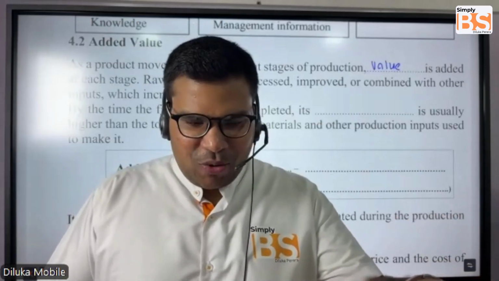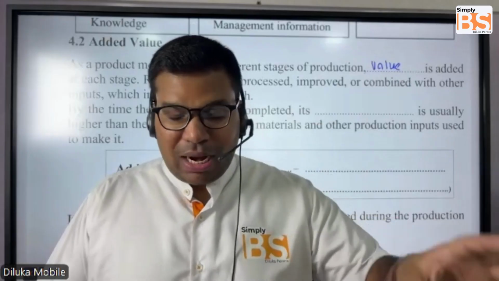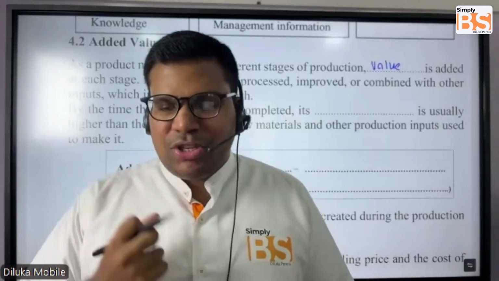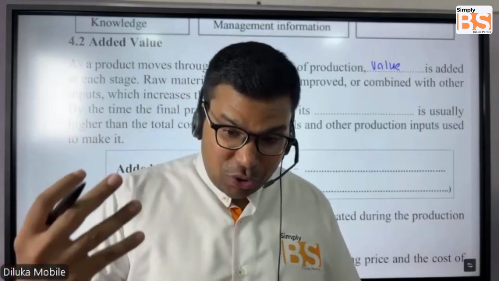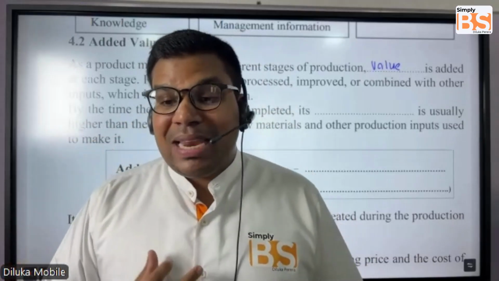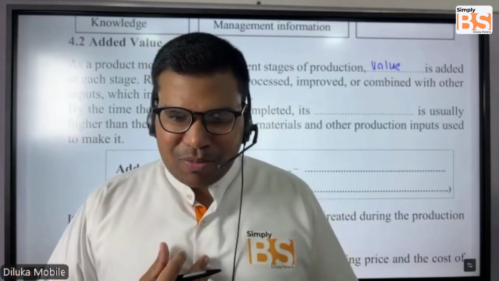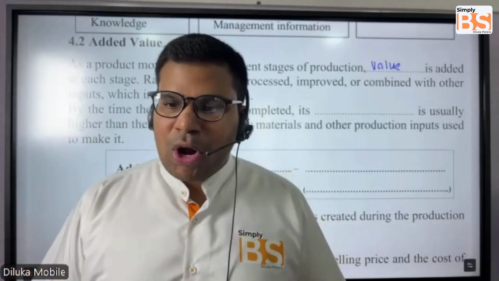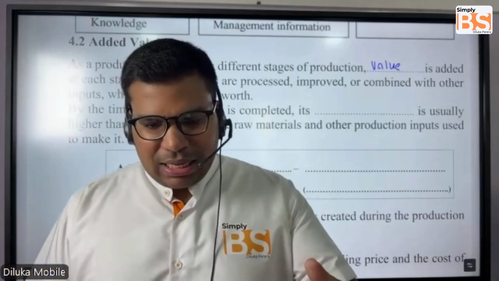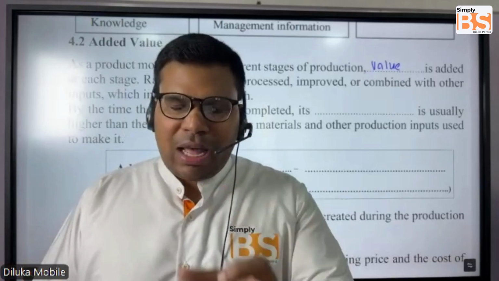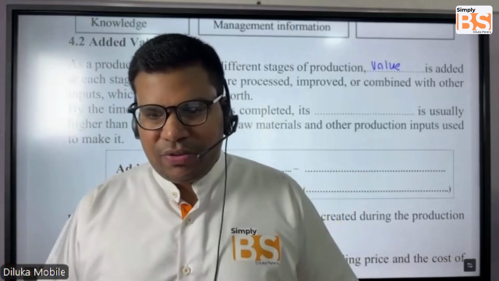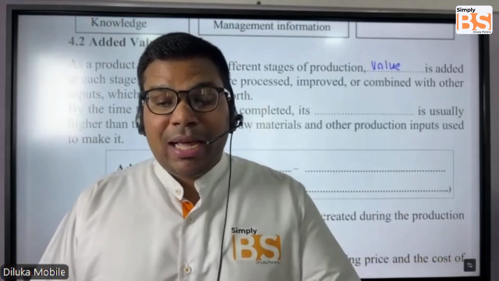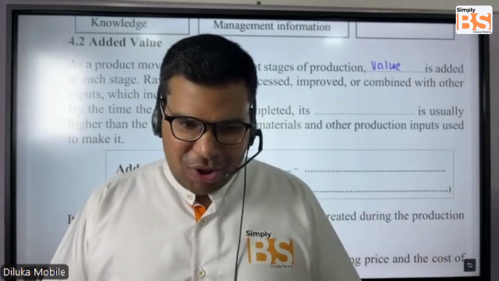The raw materials move from one stage to another, and at the end of the process we get a finished product, or a finished good, where the value has been added. This is called added value, where the product is moved from one stage to another in the production process, and each stage adds more value so that you get a wonderful product at the end of the day.